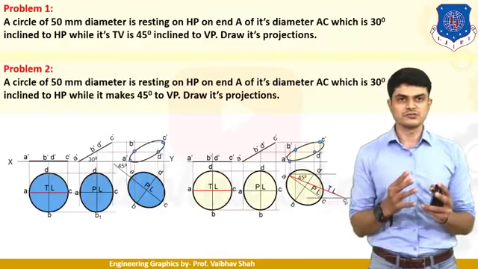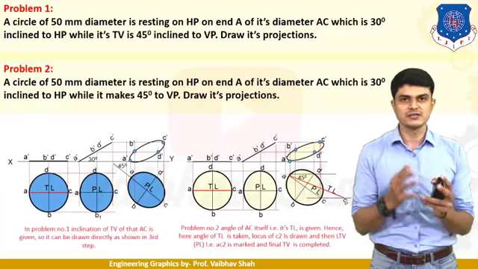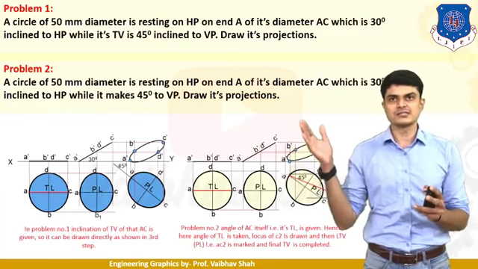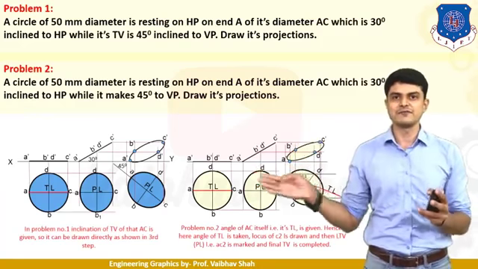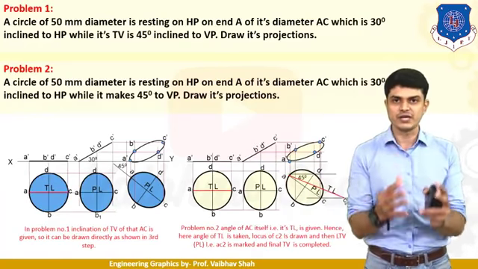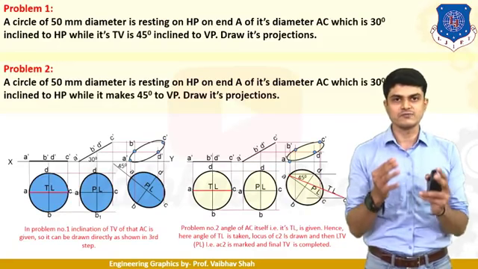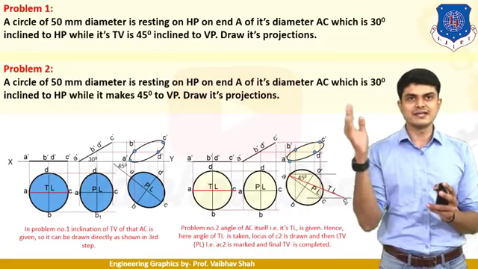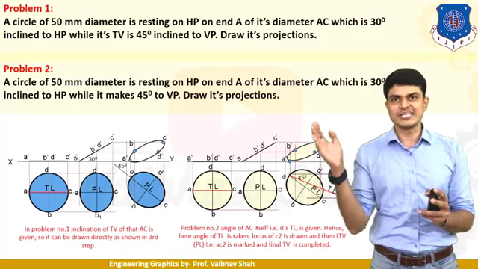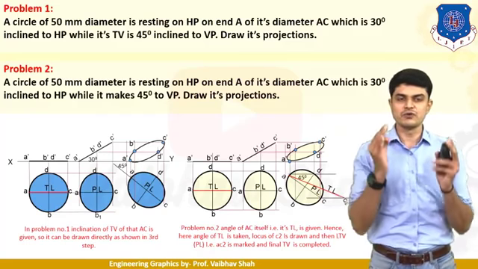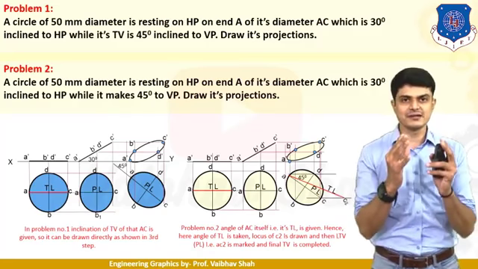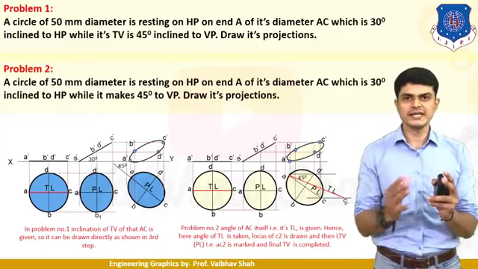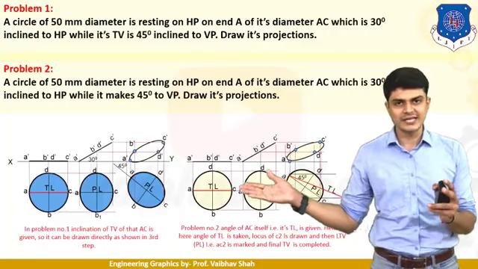So what is the difference? Let us observe the difference. Here, in the first case, we just took the top view inclined at 45 degrees. So we directly used the plan length and made the plan length inclined at 45 degrees. But in our final case, what is given here is the diameter AC, which is 30 inclined to HP, and it makes 45 degrees to VP. So we are actually talking about the real diameter AC. So we should take the real diameter, that means the true length of AC.